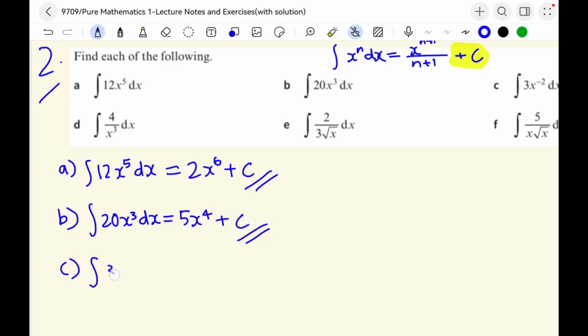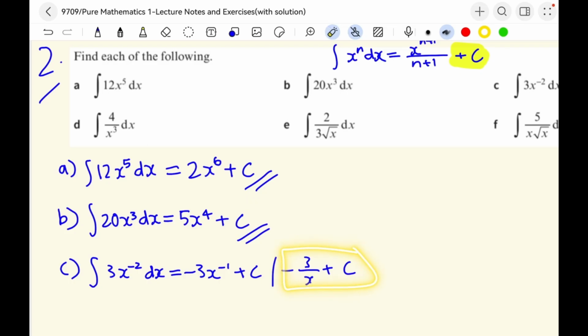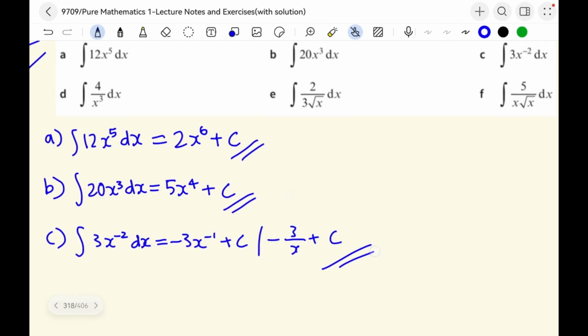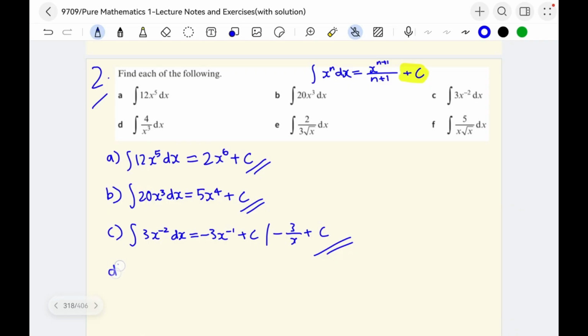For part C, what is it? It's negative 3x to the power of negative 1, or you can put it in fractions as you wish. This equivalent form seems to be neat. D. The integral of 4 over x cubed. What will it be? Negative 2 over x squared plus c.